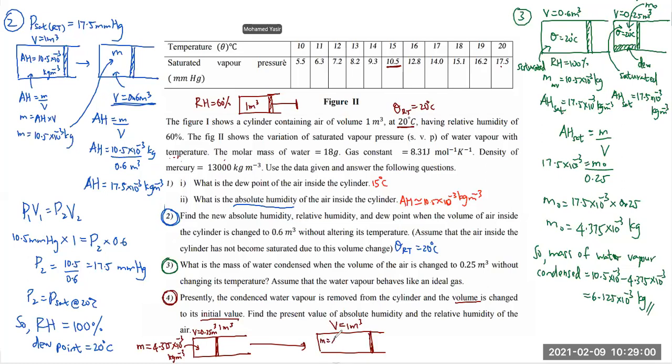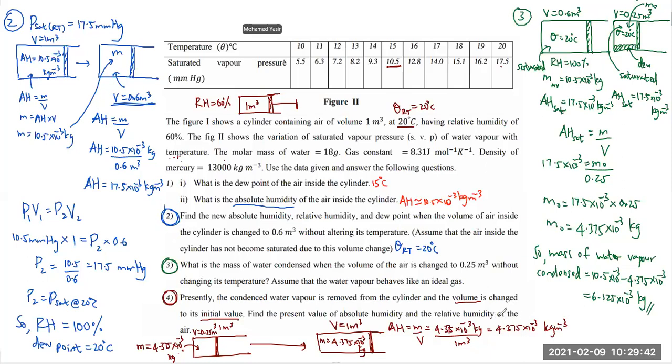That is 4.375 into 10 to the power minus 3 kilogram. Sorry, not kilogram per meter cube. We are talking about mass, so it is just kilograms. Now, what are we supposed to find out? Find the absolute humidity. Easy. Absolute humidity is equal to mass over volume. Mass is 4.375 into 10 to the power minus 3 kilograms divided by volume, 1 meter cube, the initial volume. So the final answer is 4.375 into 10 to the power minus 3 kilogram per meter cube.